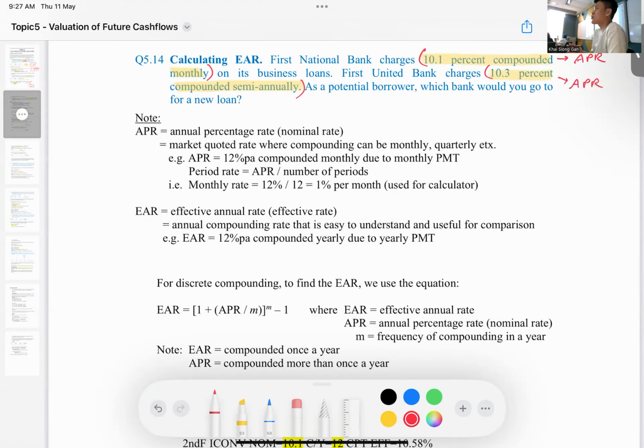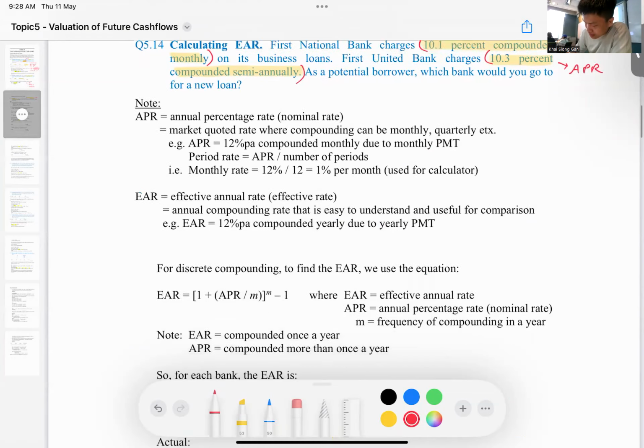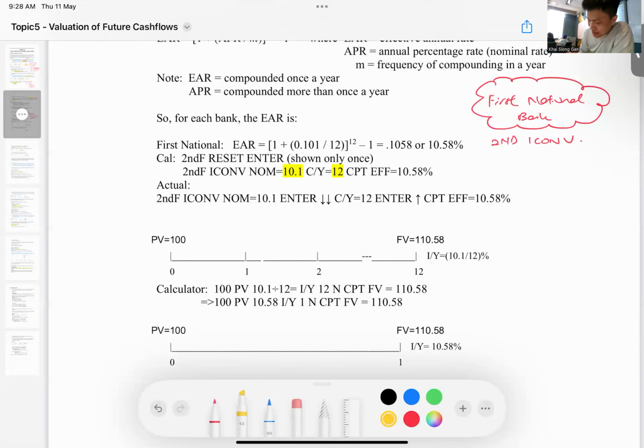Okay, both are APR. So what should we do here? Very easy. From APR I convert to EAR only. So I just use the formula. Okay, so first of all, I calculate the First National Bank first. I write here First National Bank. Okay, second icon. But make sure you press second reset enter first. Okay, and then second icon.